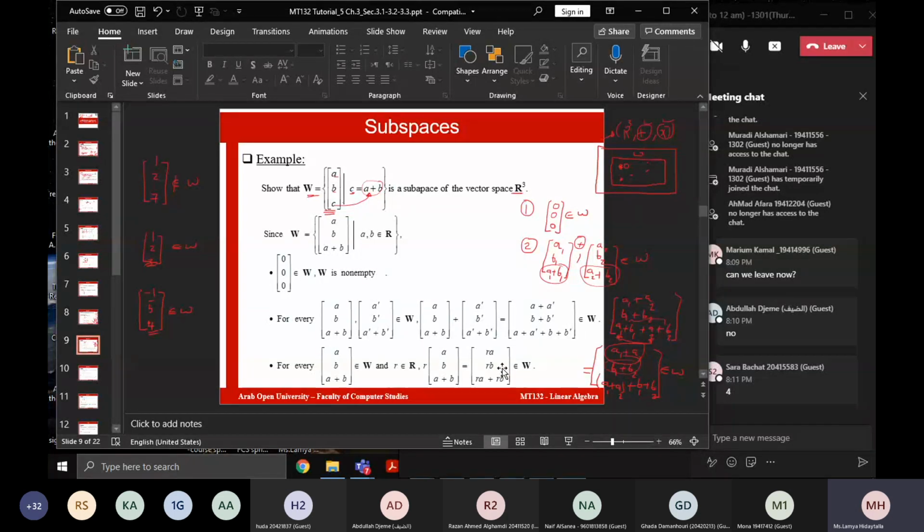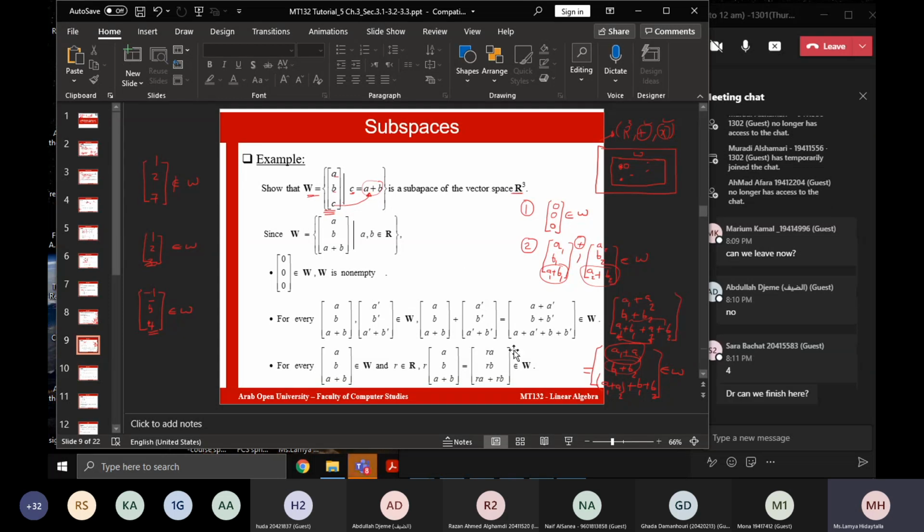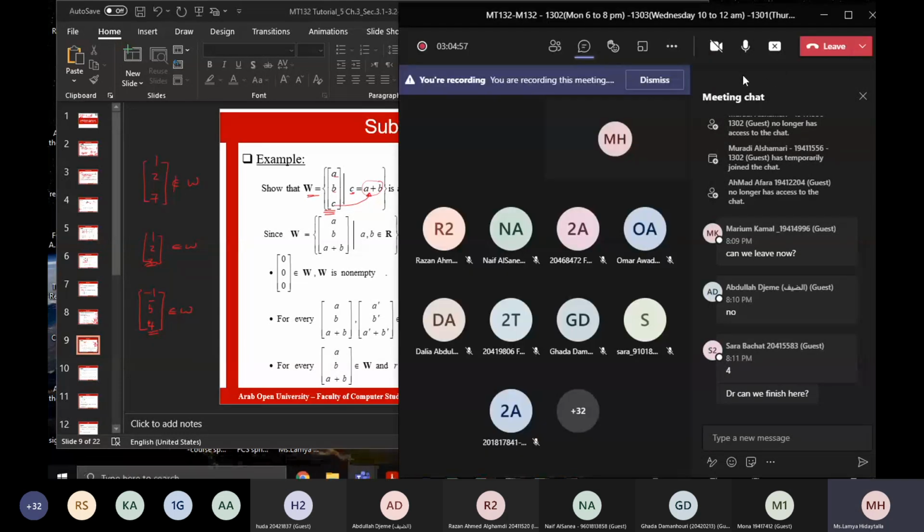If the three conditions are satisfied, it is a subspace of this space R3, with the standard way of adding vectors and scalar multiplication. So it is a subspace. Clear what we mean by vector space and subspace? Okay, so we stop here, and next class we try to complete all.